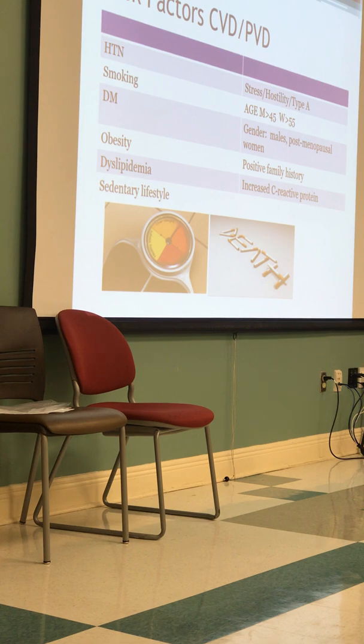Cardiovascular risk. Smoking, you see it's at the top, okay? A 30 pack-year history is very significant. Diabetes mellitus, we just talked about it, blocks angiogenesis. Obesity, dyslipidemia, sedentary lifestyle. Stress, we talked about the Takotsubo heart, broken heart syndrome.